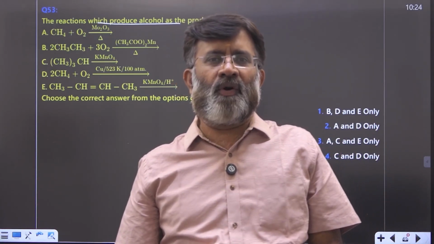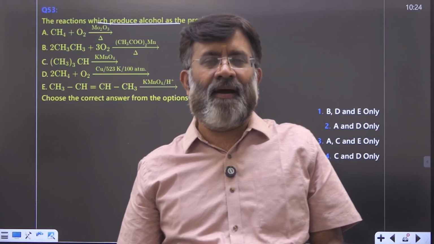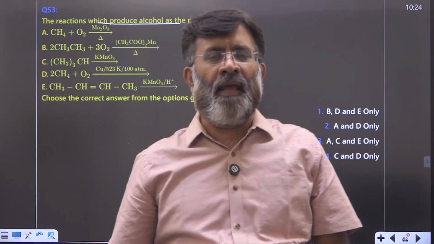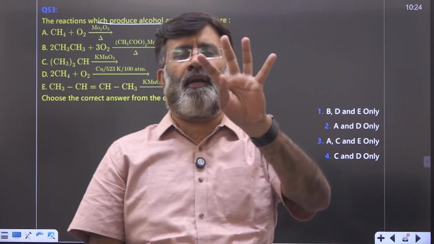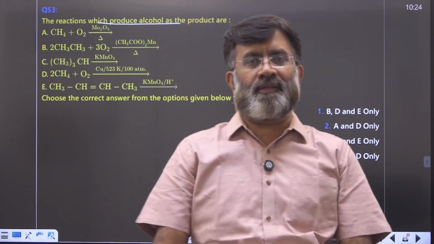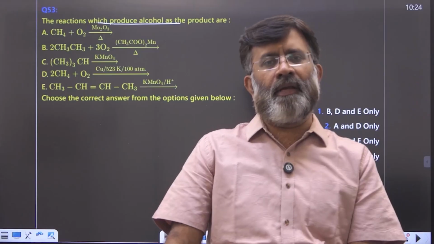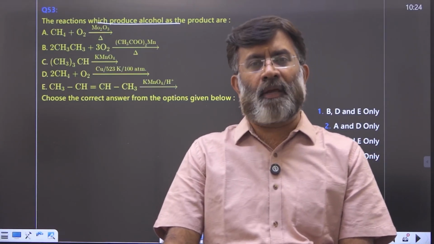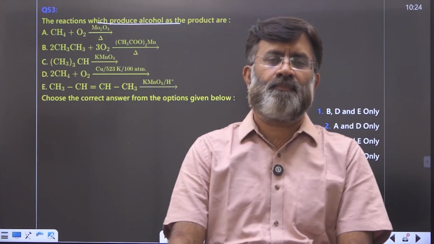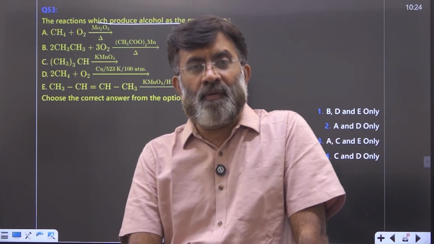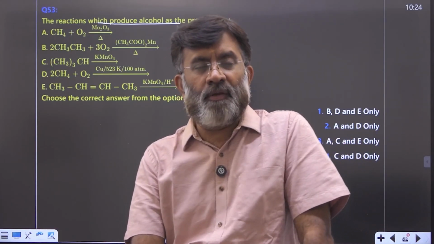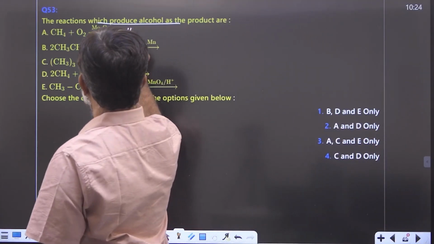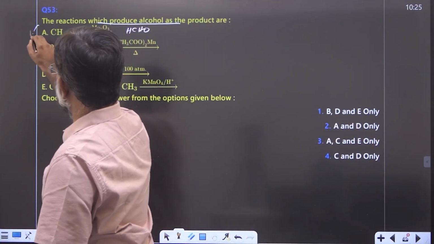The properties of alkane. Alkanes, we learned combustion reaction, incomplete combustion reaction. And then there are 4 important controlled oxidation reactions given. Number 1, methane heated with the copper catalyst, you get methanol. Methane heated with the molybdenum oxide, you get HCHO, methanal. So that is not the answer.